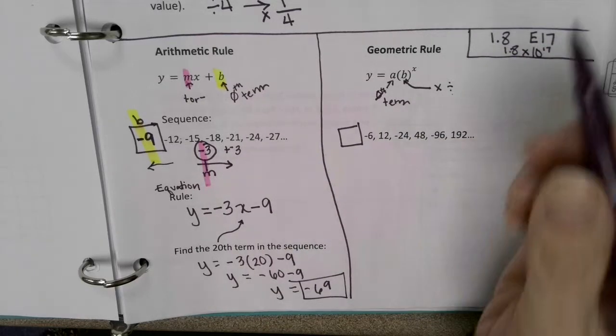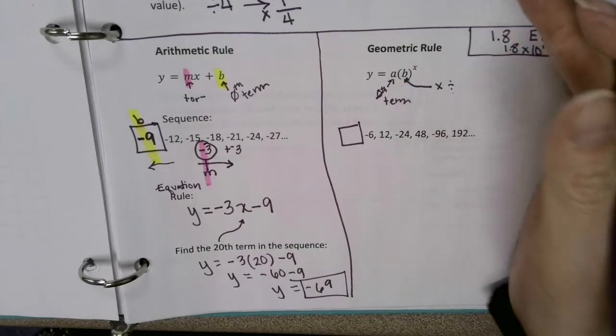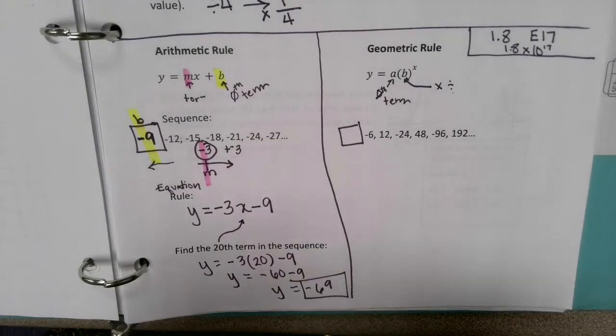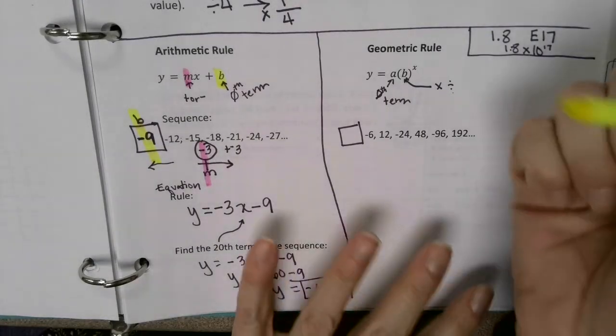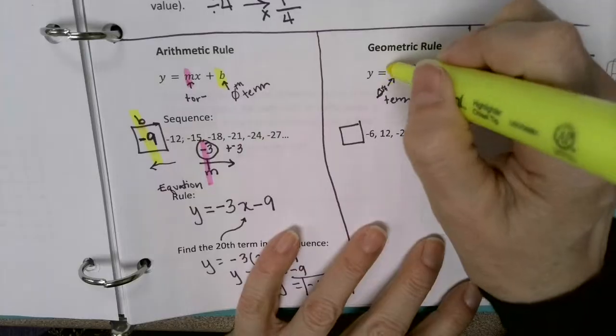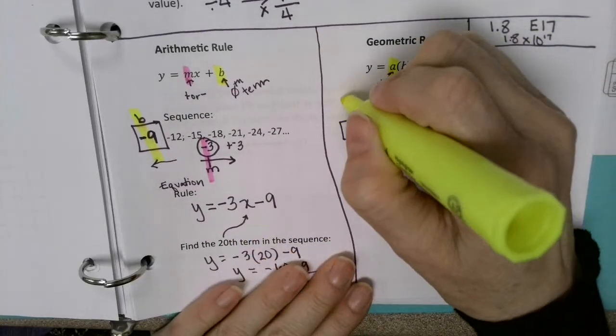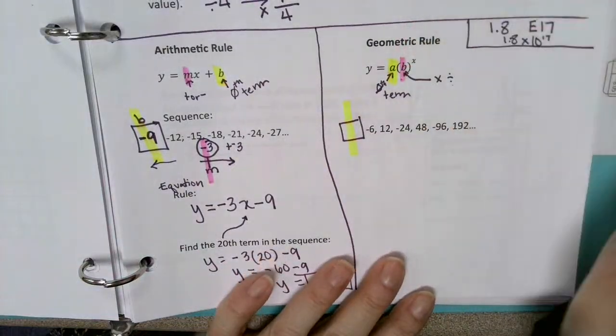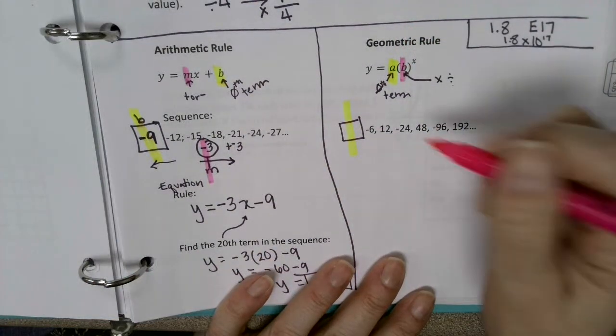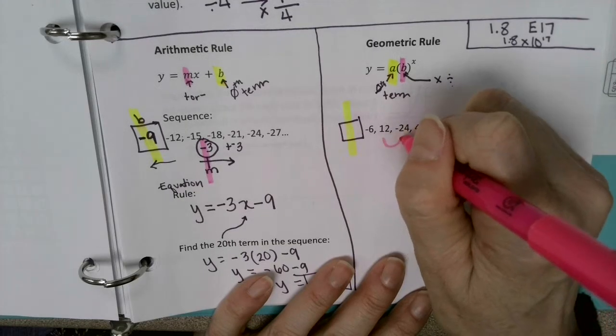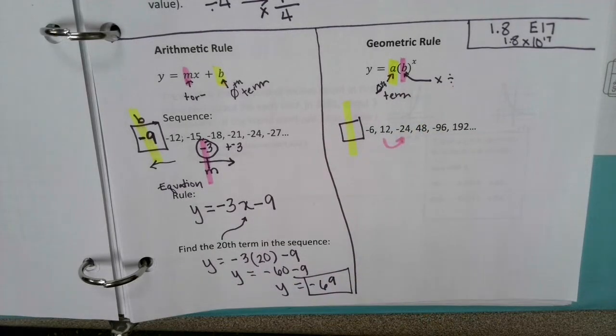All right. Now a geometric rule, remember, is going to multiply or divide, multiply by a fraction. Your 0th term in this case is the first thing you write down when you write your equation, and that's going to be sitting here. Your ratio is here, and that's going to be that change or what it's doing every time.